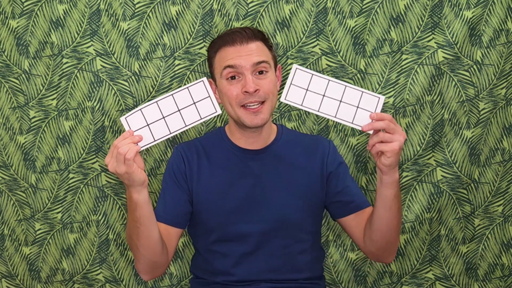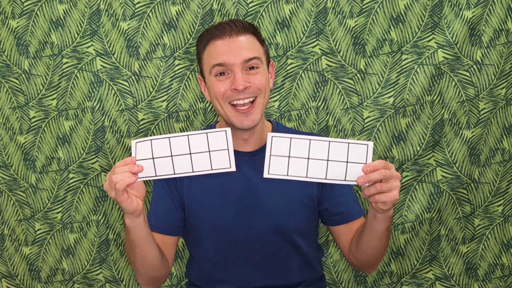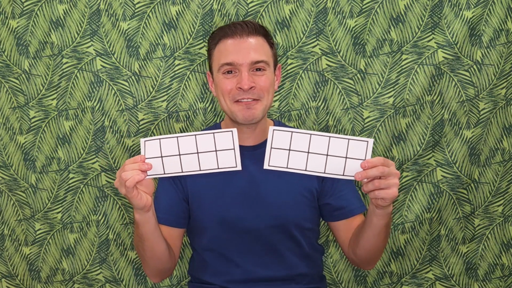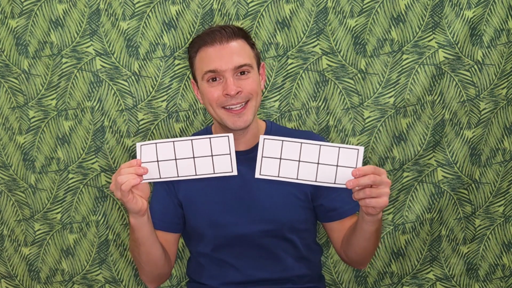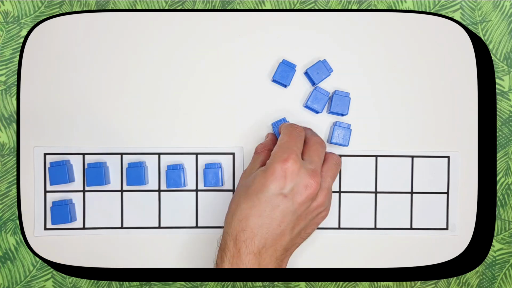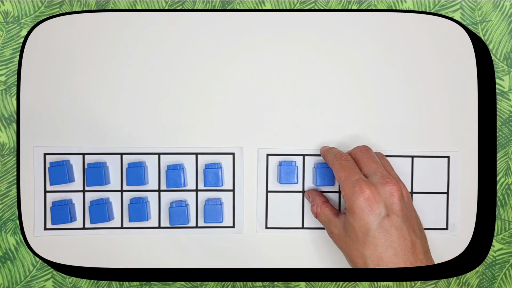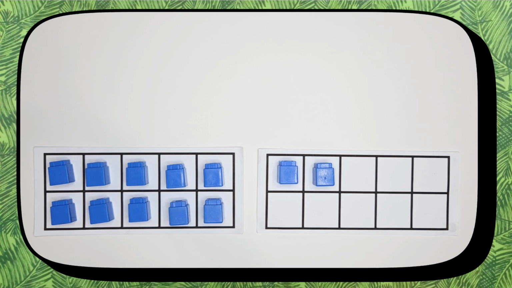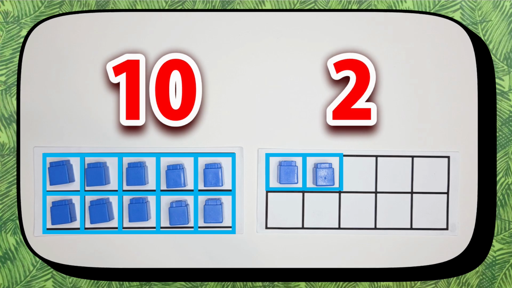A great way to organise bigger numbers is by using 10 frames. Now 12 is bigger than 10, so we're going to need two 10 frames. Organise your collection into 10 frames while I organise mine. What do you notice? 12 is a full 10 frame and then 2 more. 10 and 2 is 12.